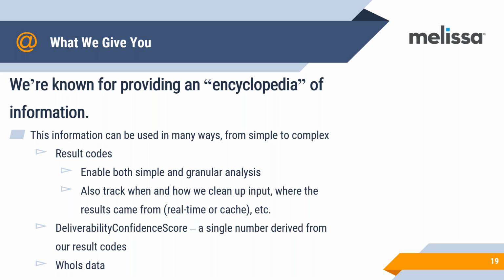Another feature that is exclusive to our global email is the deliverability confidence score. This is just a single number derived from our result codes. The result codes are still included, of course, but you can use a single number as an even simpler and quicker way to judge an email. Finally, we also return whois data, such as domain creation date, domain age in days, if the domain is available, etc.